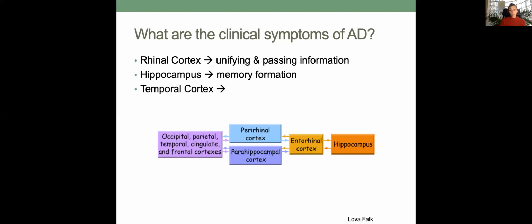The hippocampus is a region that you should be pretty familiar with by now as being important for spatial navigation. It is also critical for memory formation, especially working memory. And finally, the temporal cortex is essential for integrating and storing memory.